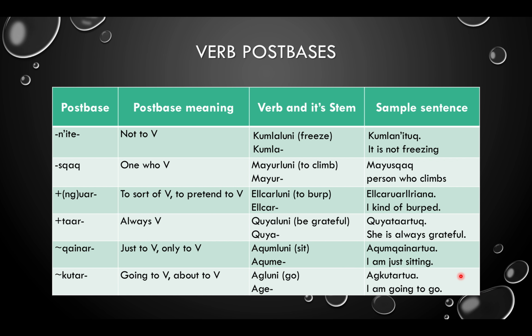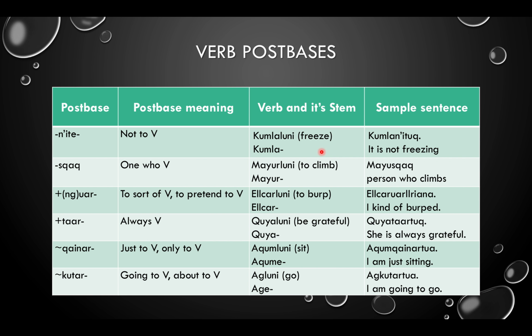All right, and here are a couple, six verb postbases. And I'm using a couple different verbs. These are all examples from the verb root word presentation as well. All right, we'll start with neat. Neat is a minus postbase, and it means not to do something.